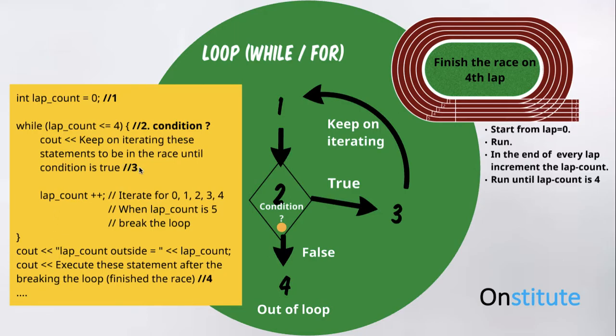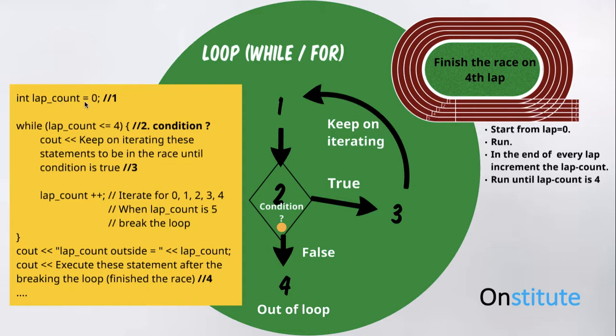Now in this code segment 3, it must follow a modification of this lap count variable. This modification will help you to achieve this condition step by step. What does that mean? Let's see what happens in each iteration.